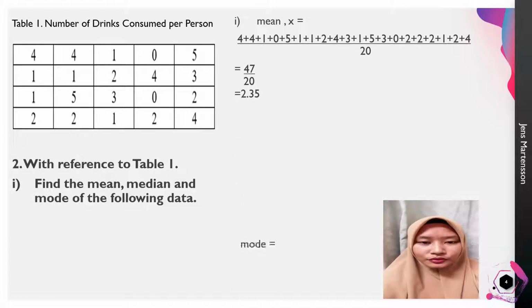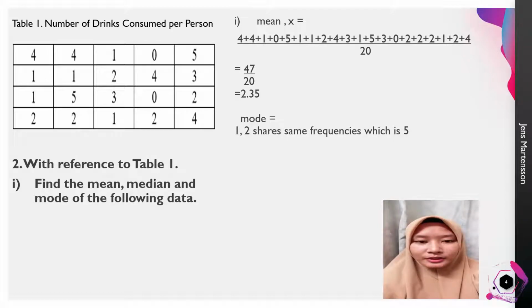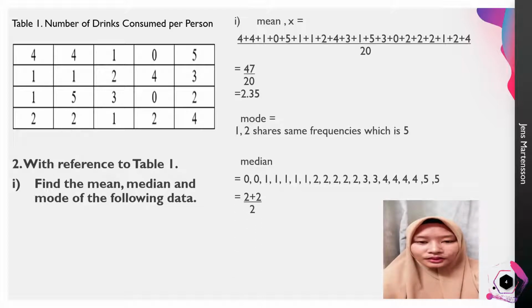next, move to the mode. Mode is the highest frequency. So from the table, we can get the numbers 1 and 2 as the highest frequency because they share the same frequency, which is 5. Next, median. Firstly, we need to arrange all the numbers in increasing order. Then we cross it. After that, we get the two numbers in the middle. Then we divide it by 2. Then we get the answer as 2.